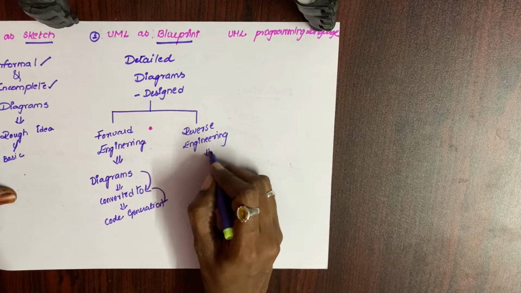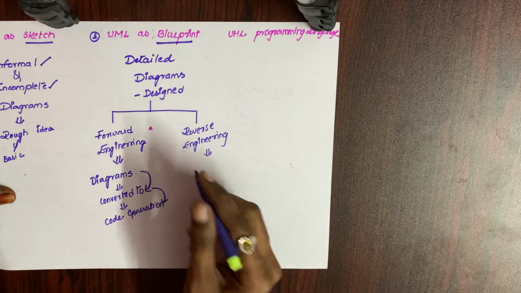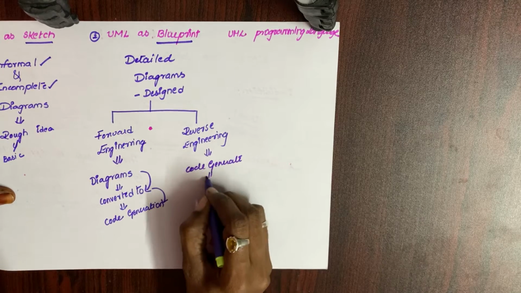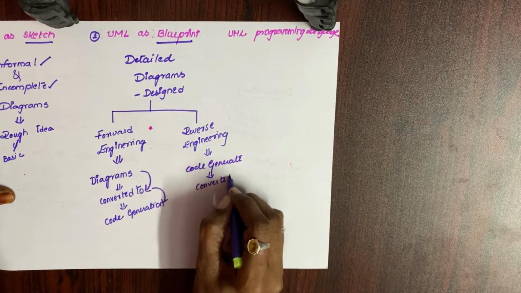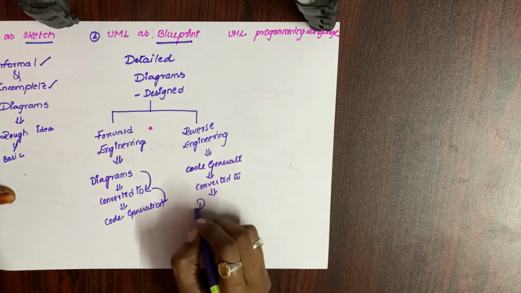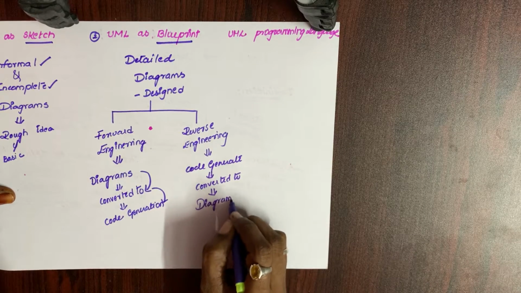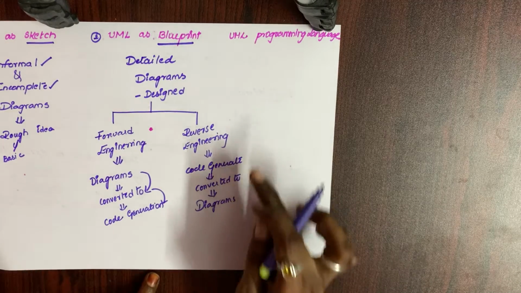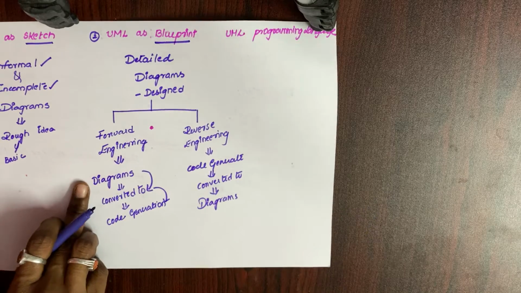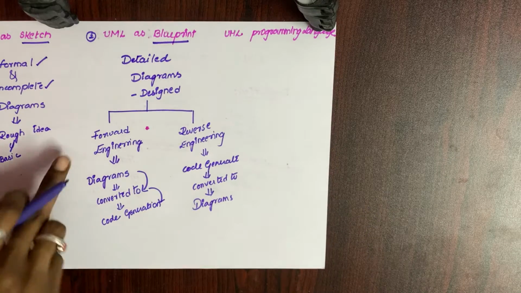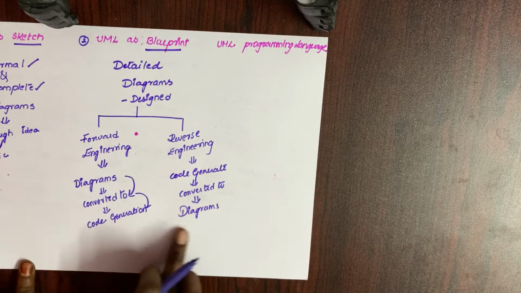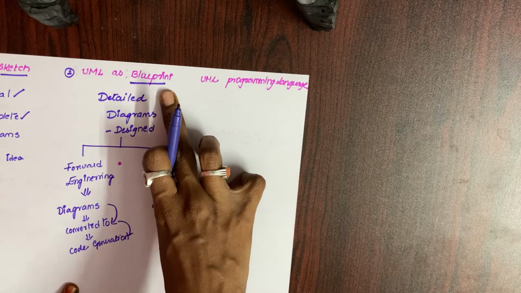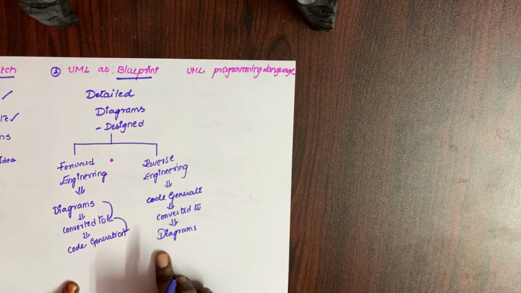Coming to reverse engineering, it is quite vice versa. First it generates the code, and later it is converted to diagrams. So this is addressed as reverse engineering. Conversion of the code to the diagrams is reverse engineering, and conversion from the diagrams to the code is termed forward engineering. These are the two main things addressed in UML as a blueprint. So this is about the second method.